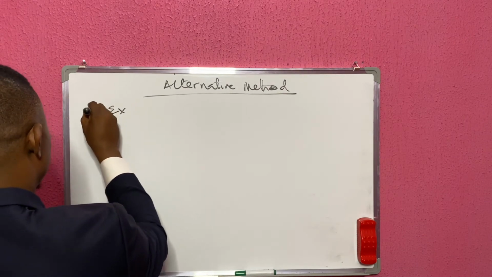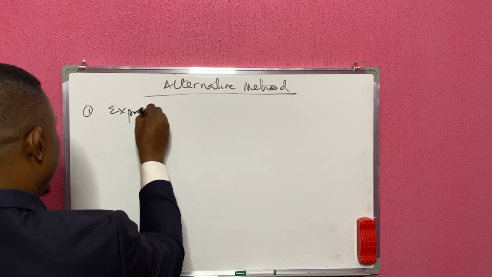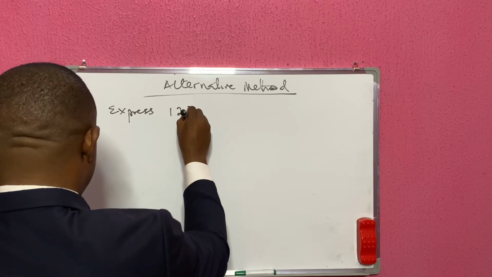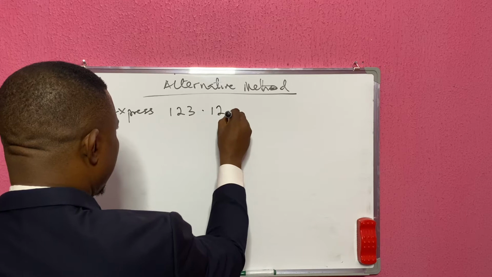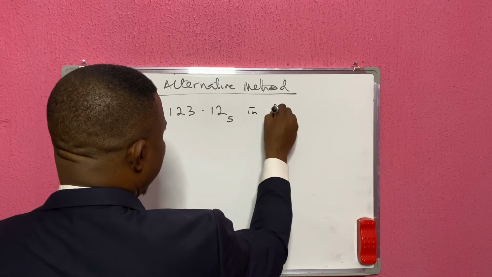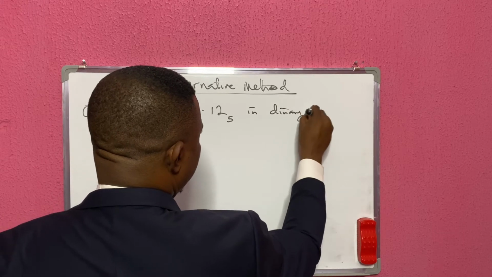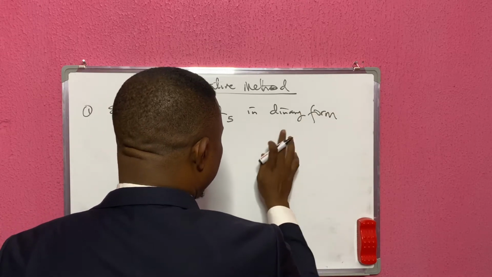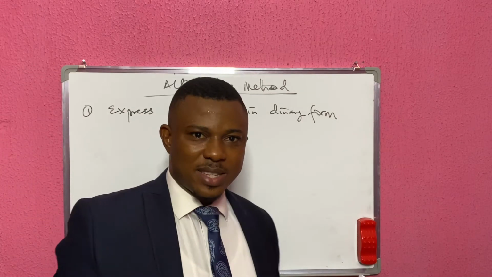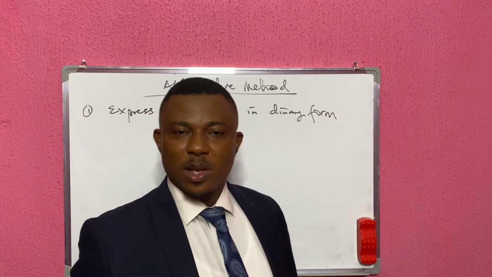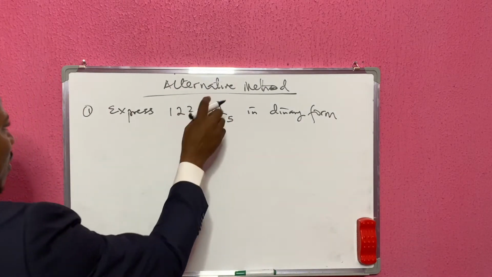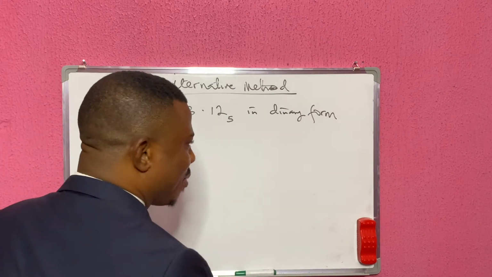Express 123.12 base 5 in ordinary form. Remember, ordinary form is base 10. Some examiners will say in base 10, while some will say in ordinary form. Now, to solve this, it's very simple.